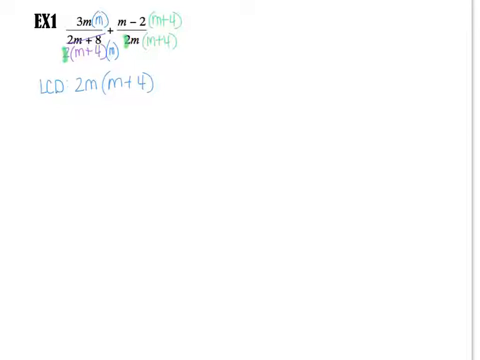Alright, so I'm going to simplify this up because it's kind of a hot mess. So I'm going to rewrite it in a simplified form. I'm going to go ahead and multiply 3m times m, and that gives me 3m squared. And then my denominator is 2m, m plus 4. Alright, and then I'm adding, and I'm going to simplify this over here.